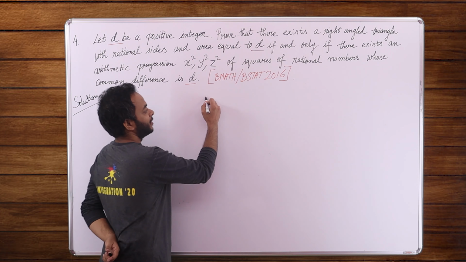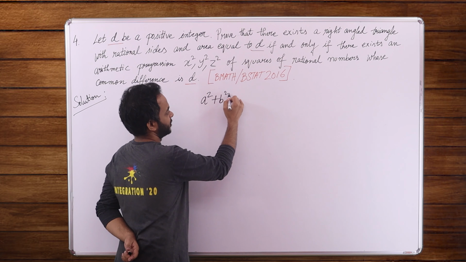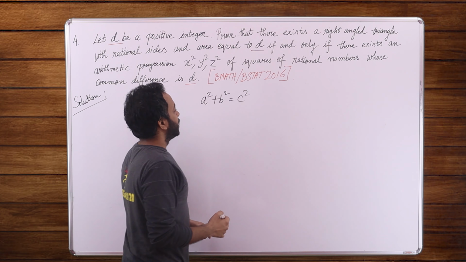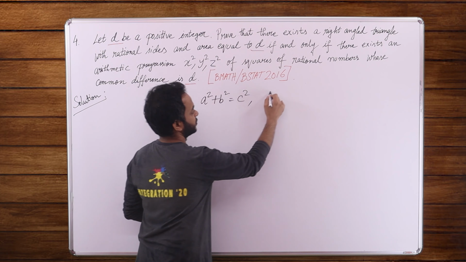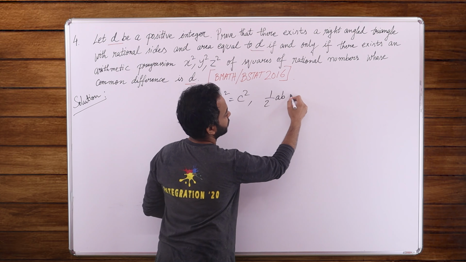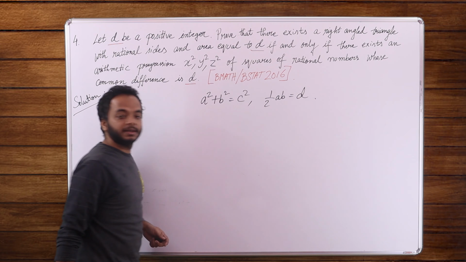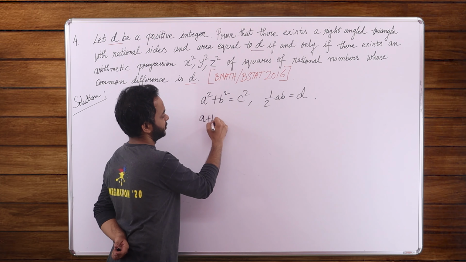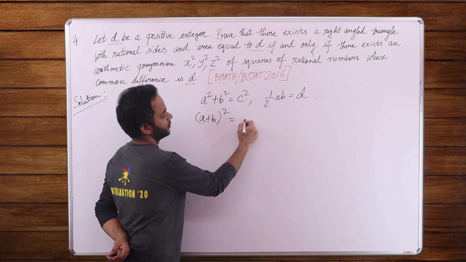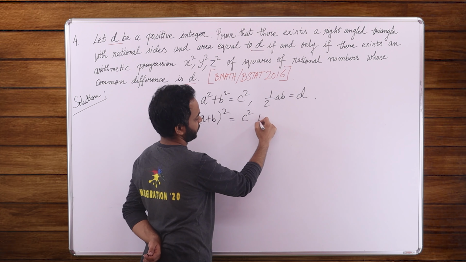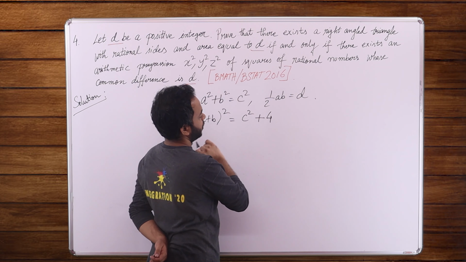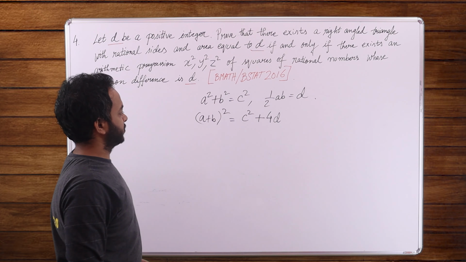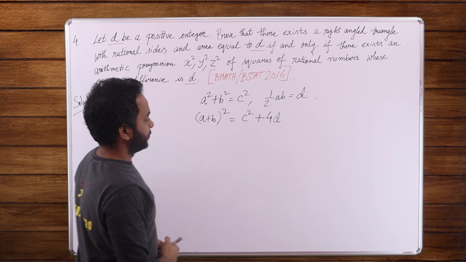So we have a right angle triangle, a square plus b square is equals to c square, where those a, b and c are rational numbers, and its area is equals to half ab, which is equal to d. Okay, and now as I told you, to complete the square on this side, a plus b whole square is equals to c square plus 4d, right, 4d.